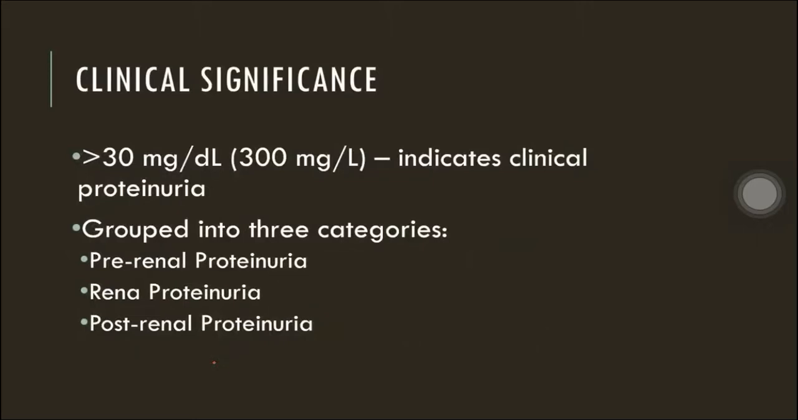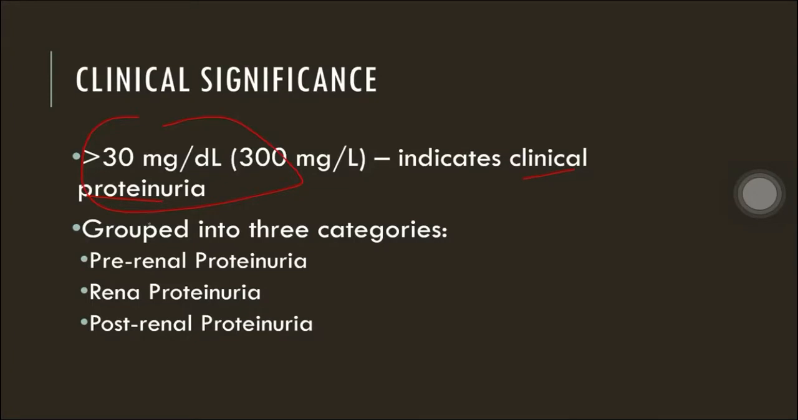So what is the clinical significance of proteinuria or protein in the urine? Greater than 30 milligram per deciliter indicates clinical proteinuria. At this level, nagiging significant na yung proteins in the urine. Usually, di ba, ang normal protein lang sa urine less than 10, and usually it is comprised pa of other proteins, mga microglobulins, uromodulin.